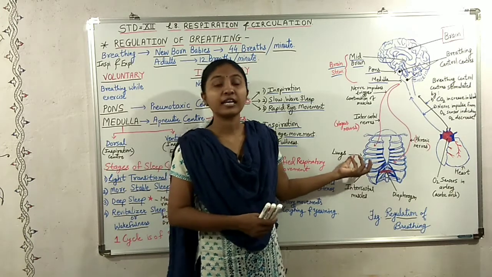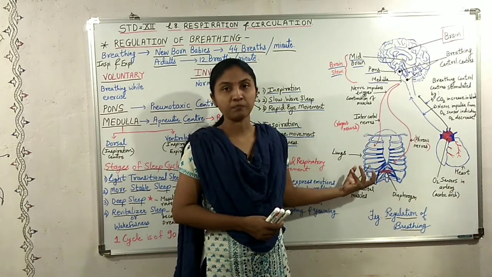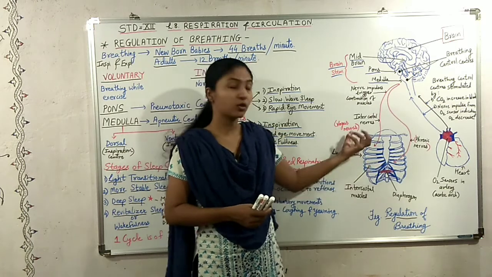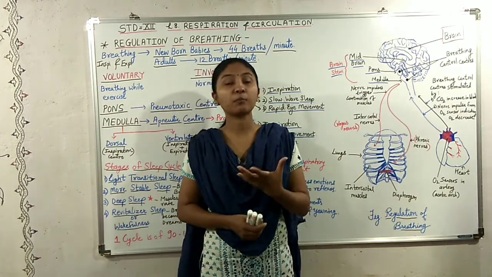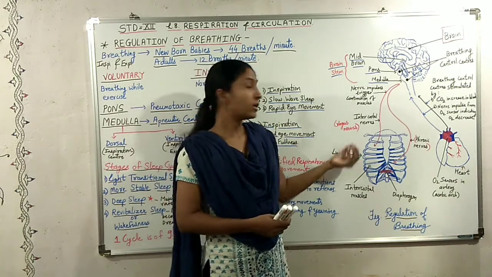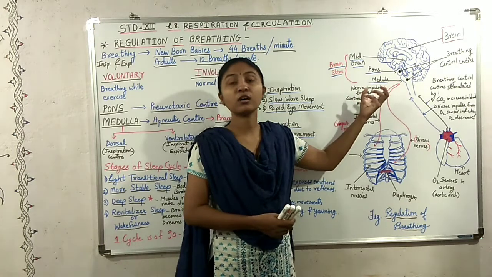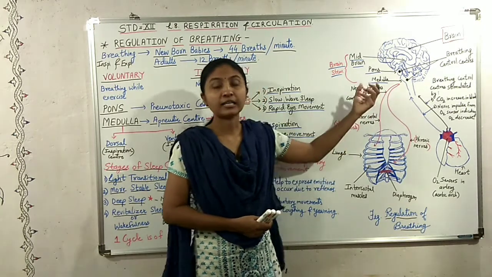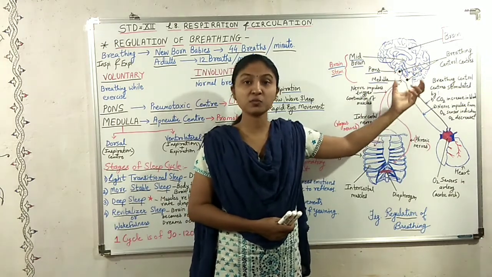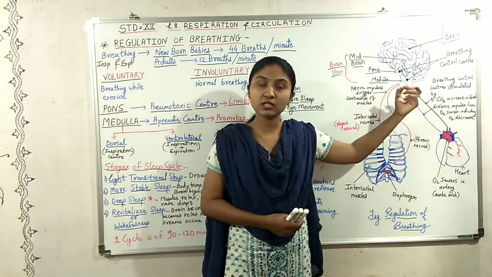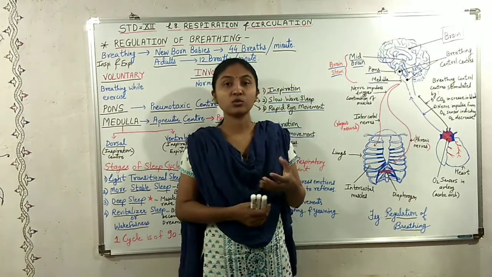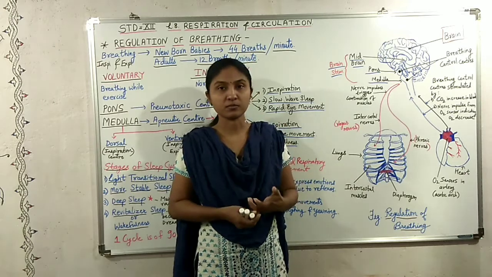Now these intercostal muscles have stretch receptors in them. As these muscles stretch up to their maximum capacity, the stretch receptors send a stimulus to the expiration center, and that expiration center sends the stimulus to the inspiratory center, and the inspiratory center stops sending stimulus, so the inspiration process stops.